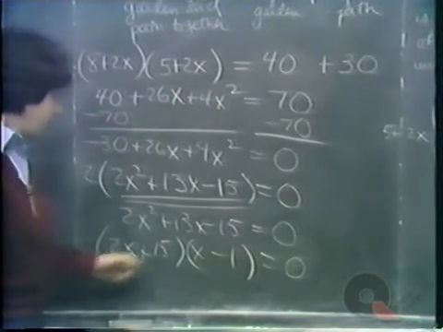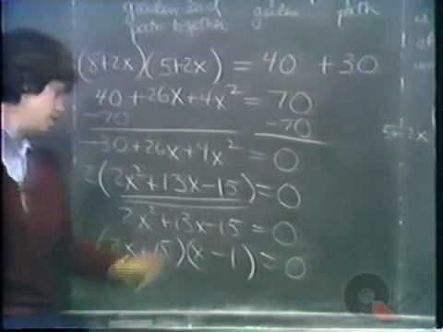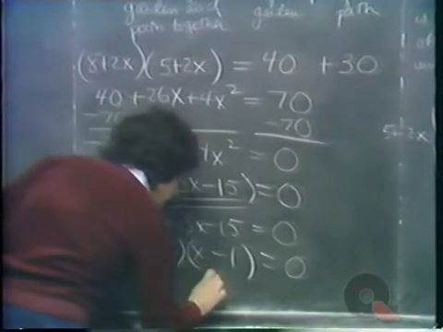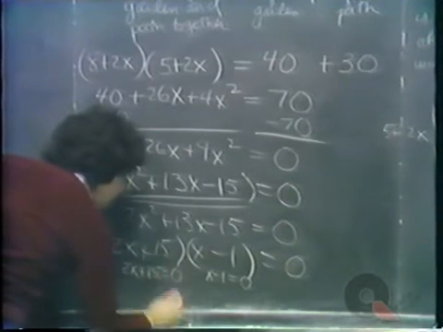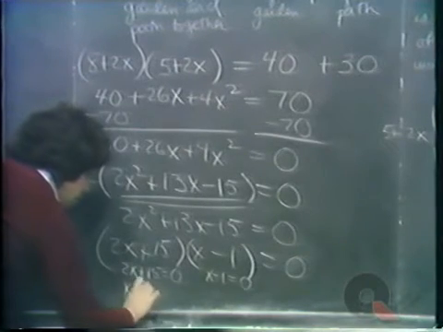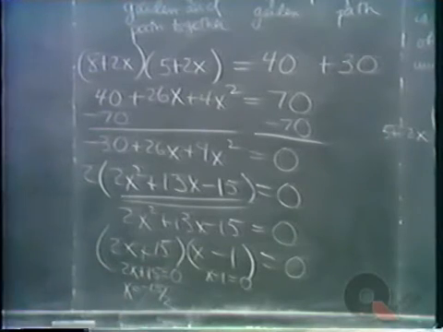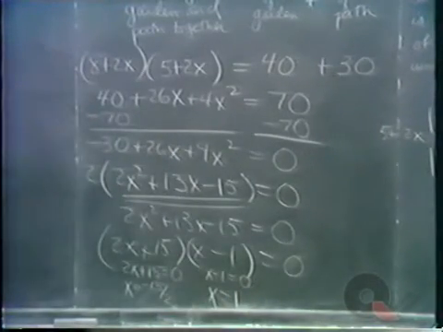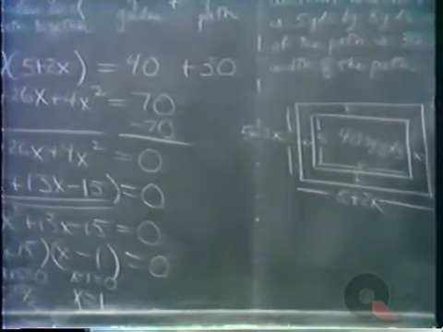Checking by FOIL, 2x squared minus 2x plus 15x, that's plus 13x, minus 15. All right, so we have x minus 1 equals 0, and 2x plus 15 equals 0. This one gives us x equals minus 15 halves, which we would naturally reject, since x represents the width of the path, and a negative width does not make any sense. Here we get x equals 1.